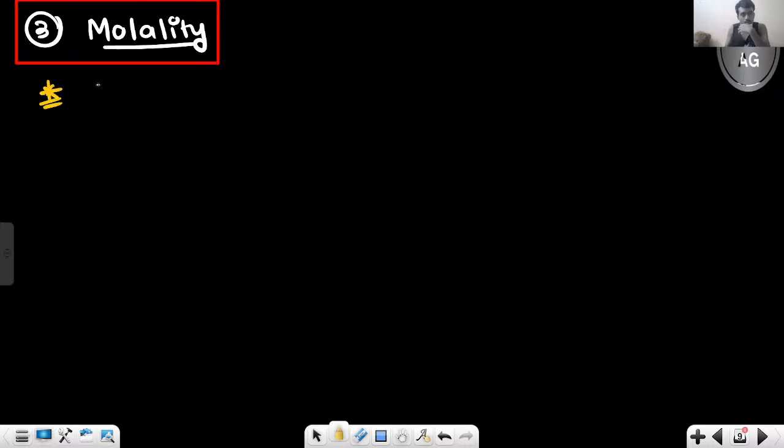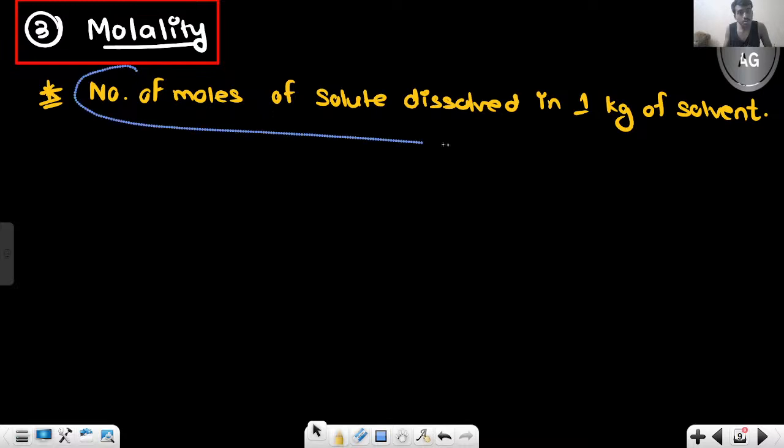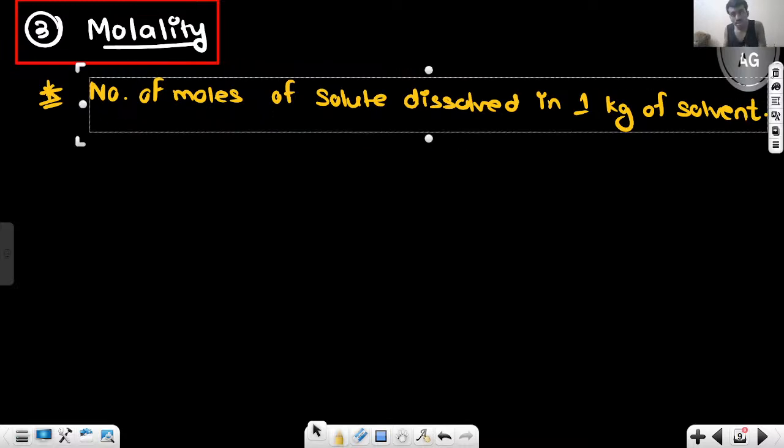Now let us come to the definition of molality. What is the definition of molality? Number of moles of solute dissolved in 1 kilogram of solvent. Remember, the weight that we put down is not the weight of the solution. Very, very important. It is the weight of the solvent. Most of the times in the question it will be the weight of the solution, and if you put that in the answer, your answer will be coming what?